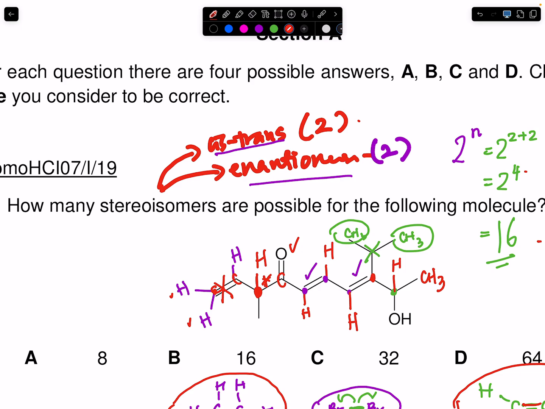Can you see? Red and green. This one is not a chiral center because the groups are the same. That's why it's not a chiral center. So grand total, 2 plus 2 will give you 4. Hence a grand total of 2 to the power 4, 16 stereoisomers in this molecule.